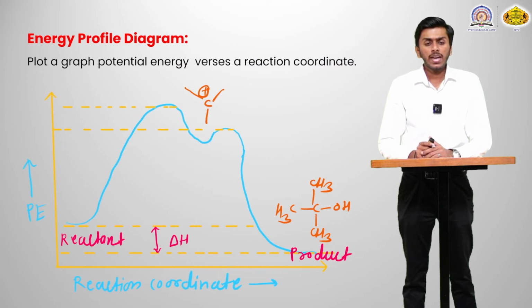This is the energy profile diagram of the Sn1 reaction. An energy profile diagram is a graph of potential energy versus the reaction coordinate. Here there are two peaks showing the formation of carbocation. The potential energy is on the y-axis and the reaction coordinate on the x-axis. The reactant gets converted into a stable product with less energy, and the intermediate is a carbocation in this case.